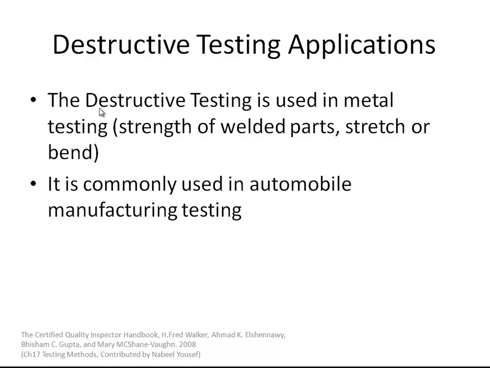Destructive testing is used in metal testing, such as testing the strength of welded parts or other metal characteristics by stretching or bending those materials. This type of testing is commonly used in automobile manufacturing, where they crash the car from different angles and check the level of protection that will be provided, in addition to the different functions needed during such an accident. For example, the airbag deployment in a car.